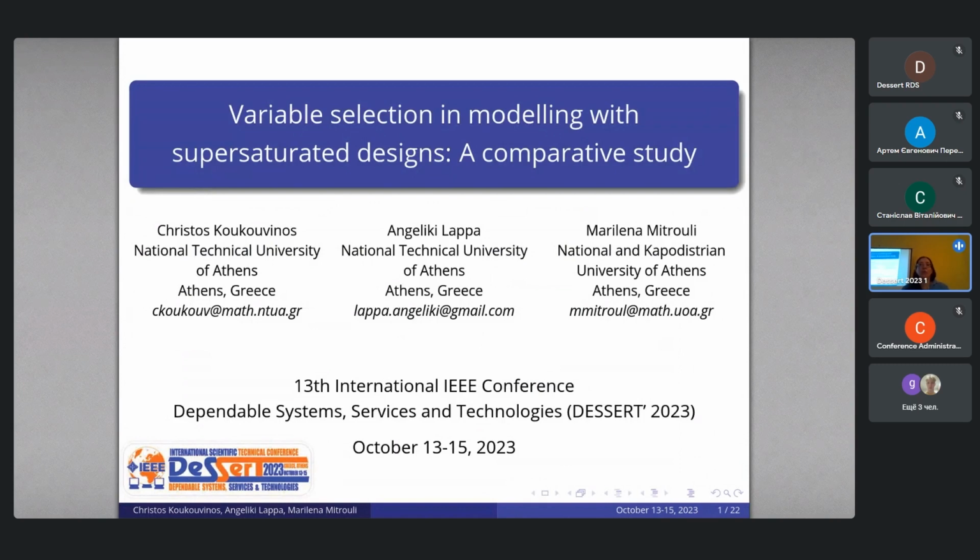Today, we're going to talk about variable selection in modeling with supersaturated designs. This is joint work with Professors Christos Kokouvinos and Marilena Mitrouli.